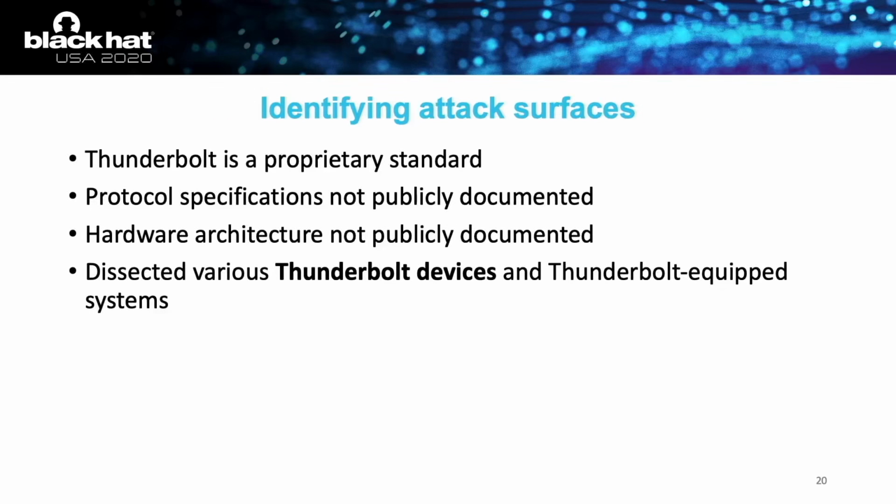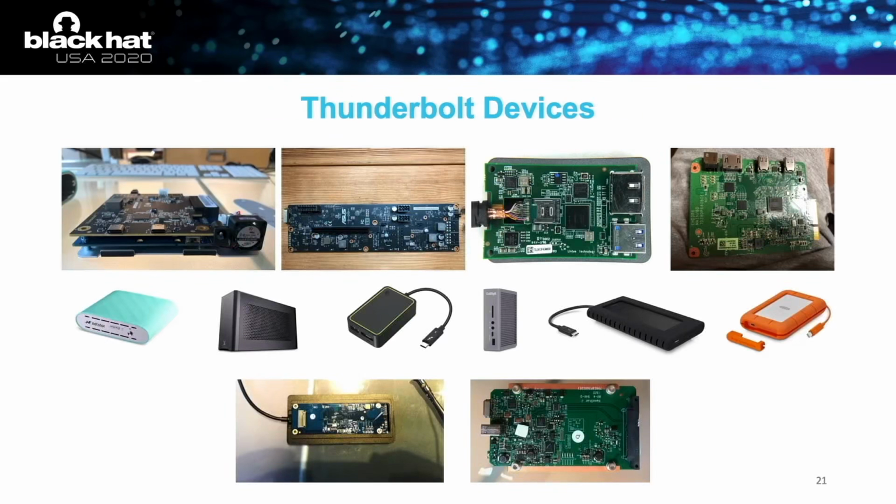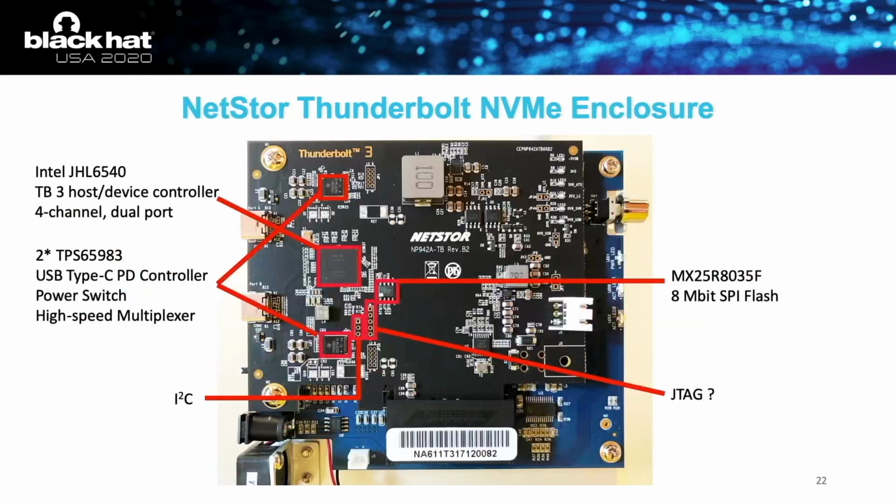Right, so let's have a look at some Thunderbolt devices. We have had a look at various Thunderbolt devices, starting with very simple eSATA to Thunderbolt dongles, to storage solutions, to eGPUs, and they were pretty much all the same. But this NetStore Thunderbolt NVMe enclosure really had a nice design. You could immediately identify all the chips, so that's why I'm taking it here as an example.